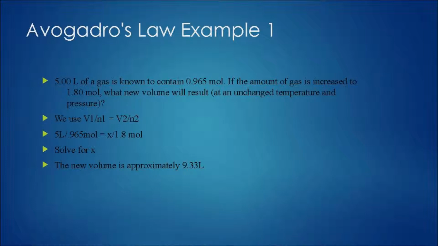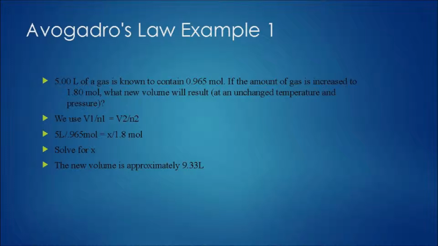Let's say we have 5 liters of a gas, and it's known to contain 0.965 moles of that gas. If the amount of gas is increased to 1.8 moles, what will be the new volume, assuming that the temperature and pressure remain unchanged here? Well, since we have our volume and the number of moles, and we know that our temperature and pressure have remained unchanged, we can use the equation V1 divided by N1 equals V2 divided by N2.